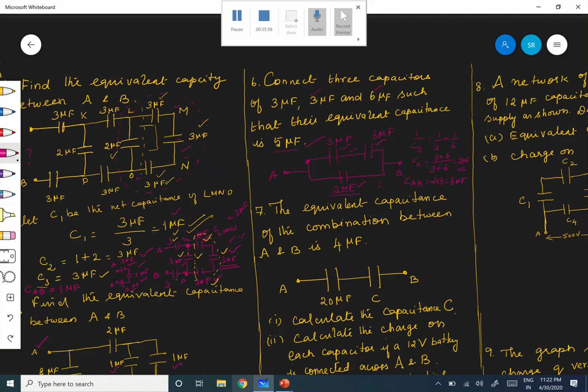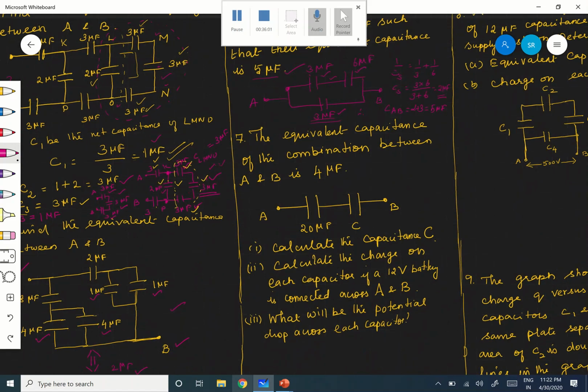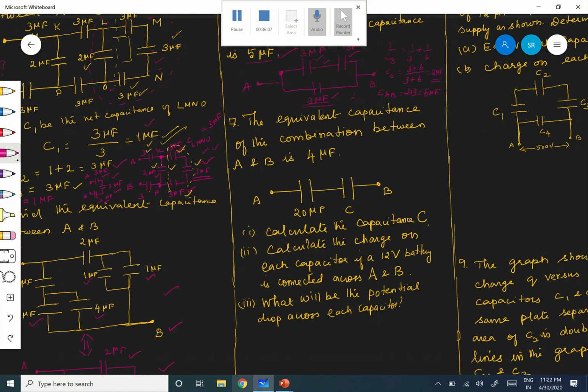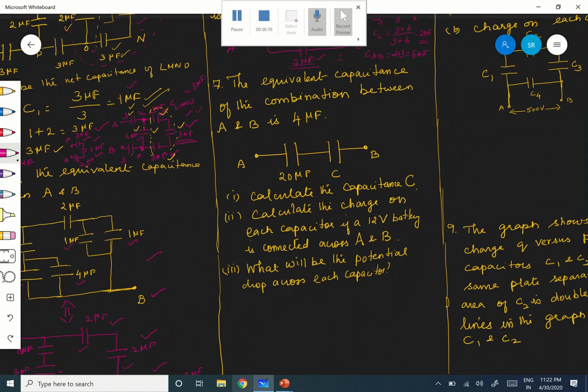This is a simple question only. I have some problem in explaining here. Okay. Next one. Now what is the seventh question? This is a good question. The equivalent capacitance of the combination between A and B is given. What is CAB? Equivalent capacitance is given: CAB is equal to 4 microfarad in total. And calculate the capacitance C.